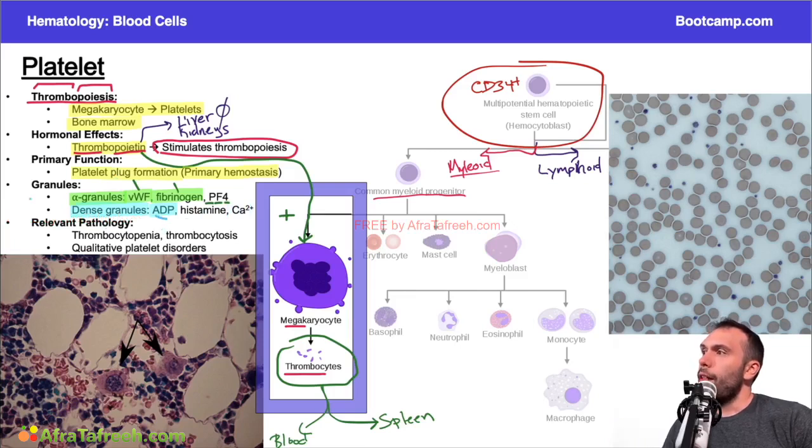Again, in this situation, the big one that I would remember, if you can only remember one, would be the ADP. Now, the relevant pathology here, so thrombocytopenia, you're going to see this a lot. The cytopenia referring to a low number of what? Of thrombocytes, right? Of platelets. Thrombocytosis, just the opposite, right? This would be a high number of platelets in the blood.